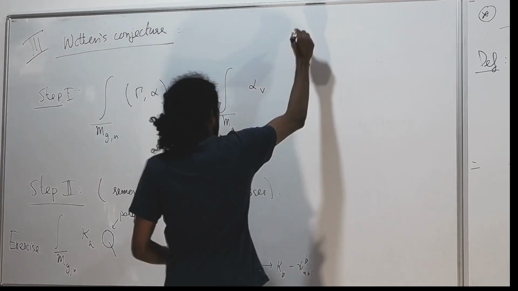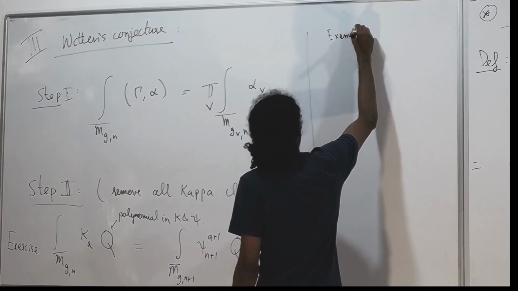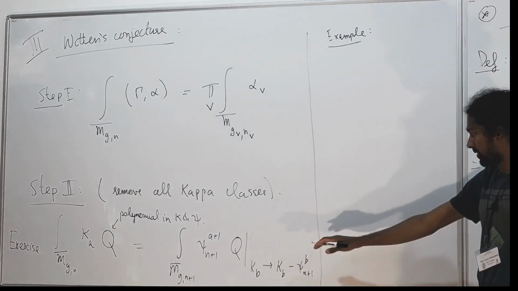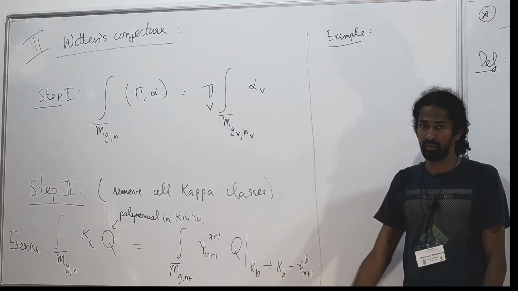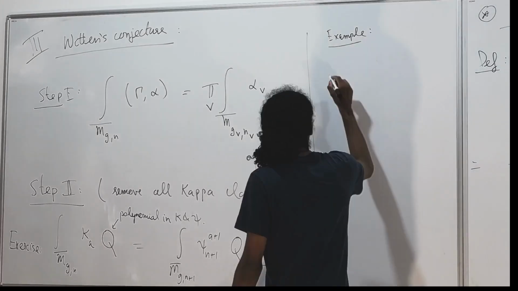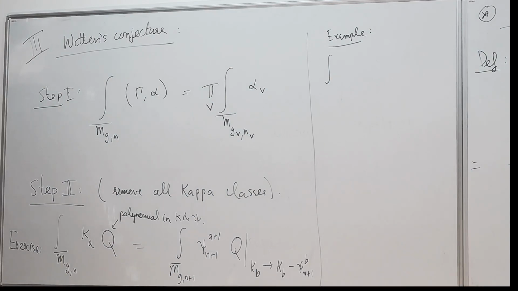So maybe just as an example of how this works: what does that mean? If I can do this over and over again, and at some point I remove all of my kappa classes, they're all gone. For example, what did I want to do? Kappa 1 squared.